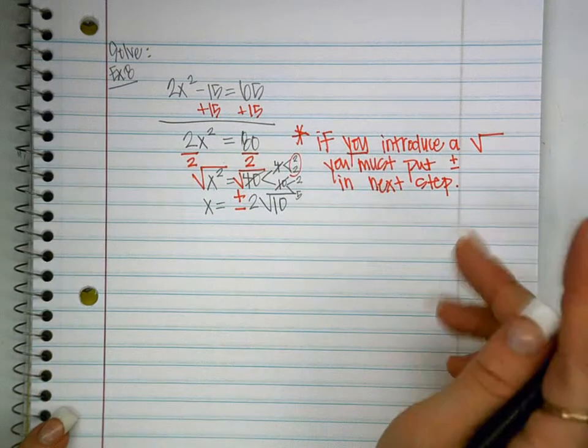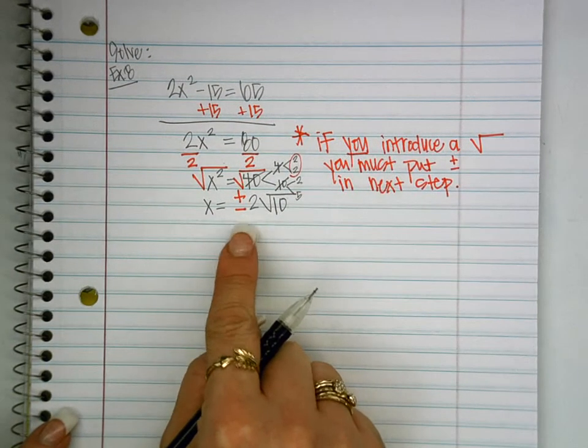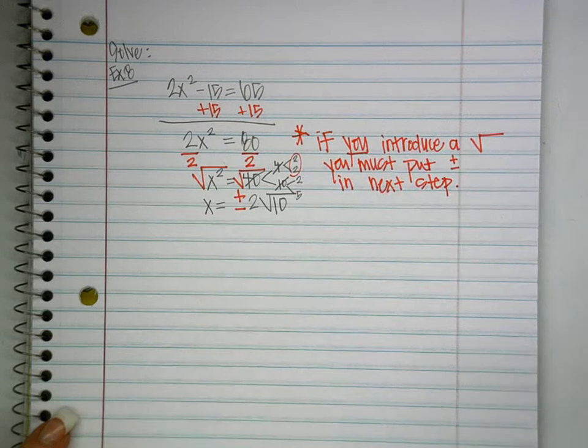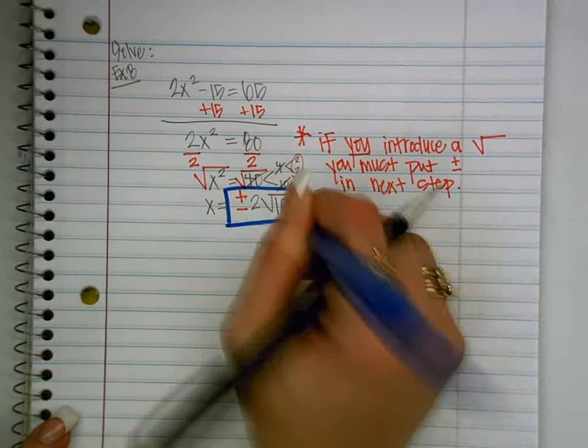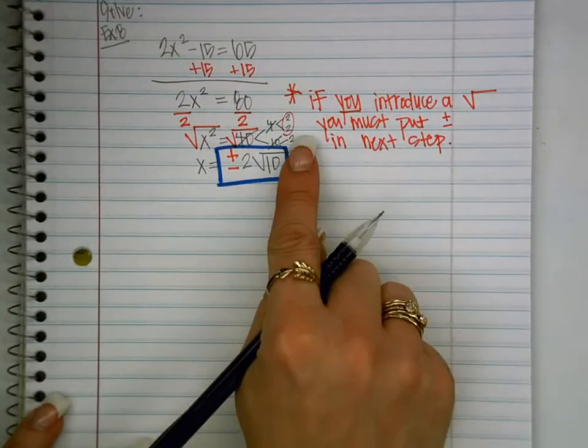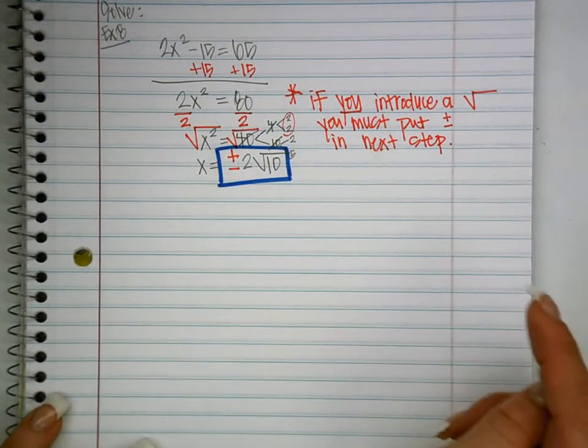Make sure that when you write this, it goes after the plus or minus. Okay, this is not going to go before. The 2 and the root 10 are attached to each other by multiplication. It should be root 10 because there was still a 2 and a 5 left. So you're only taking out a pair of the 2's.